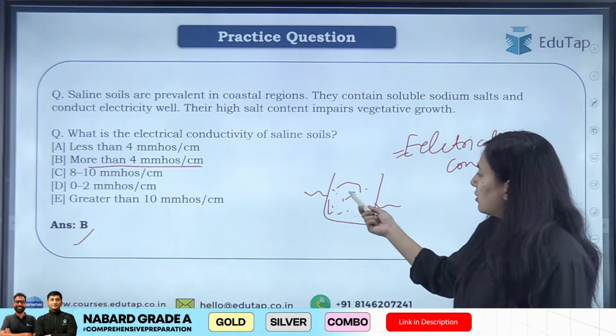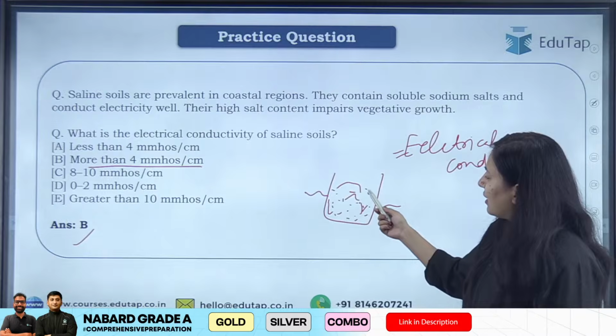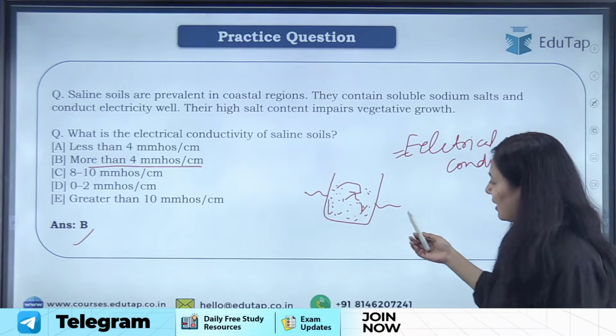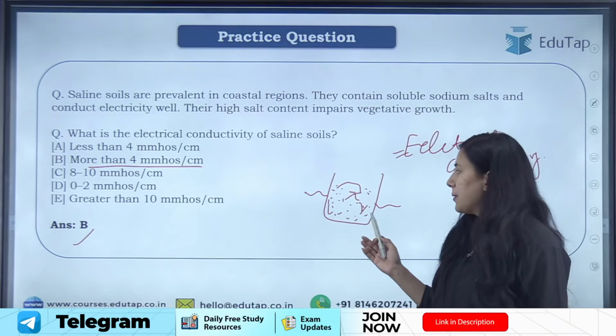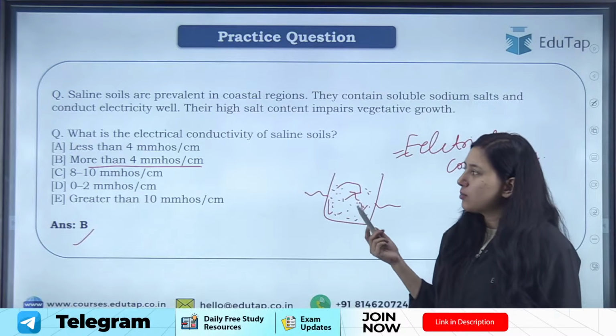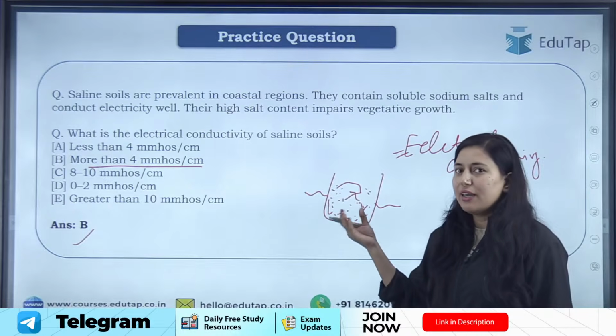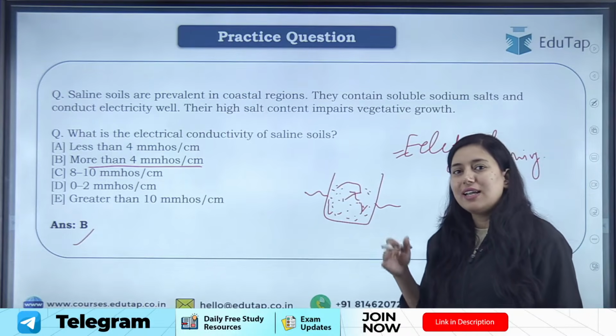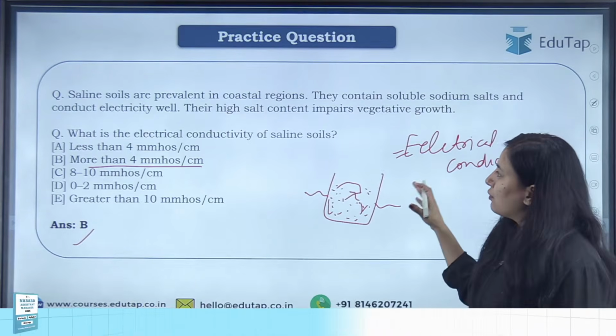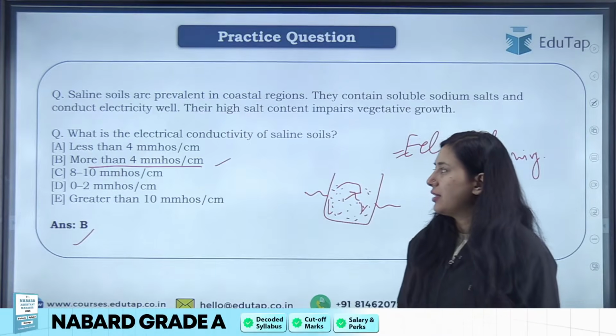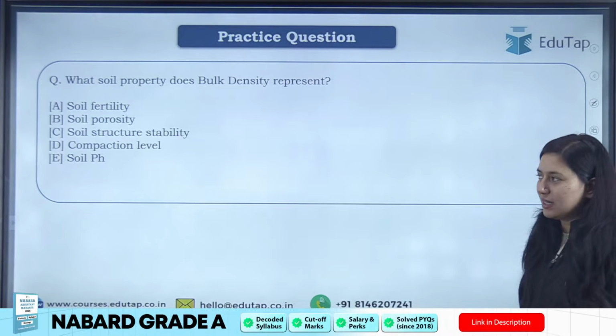तो there are electrical rods that are connected, और जो सॉइल सोल्यूशन है in that we see how much electrical conductivity is getting passed, right. So if electrical conductivity is more, that shows more salt is present in this particular soil, ठीक है। If it is less, then that shows less salts are present. So basically for saline soil, electrical conductivity is more than 4 millimoles per centimeter.